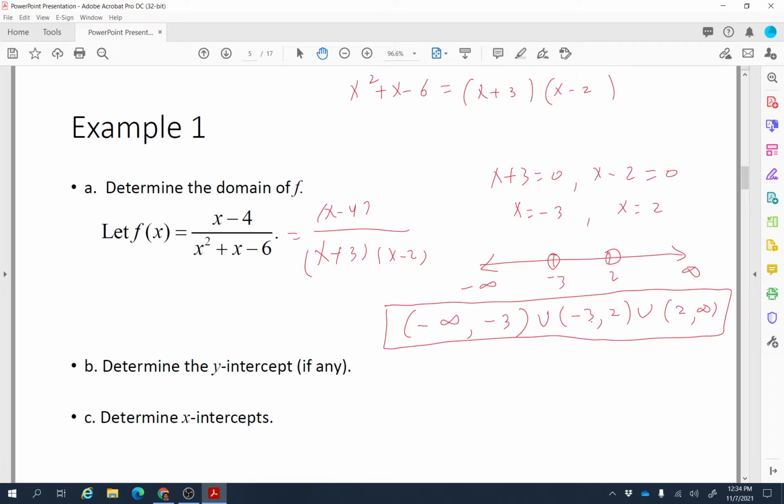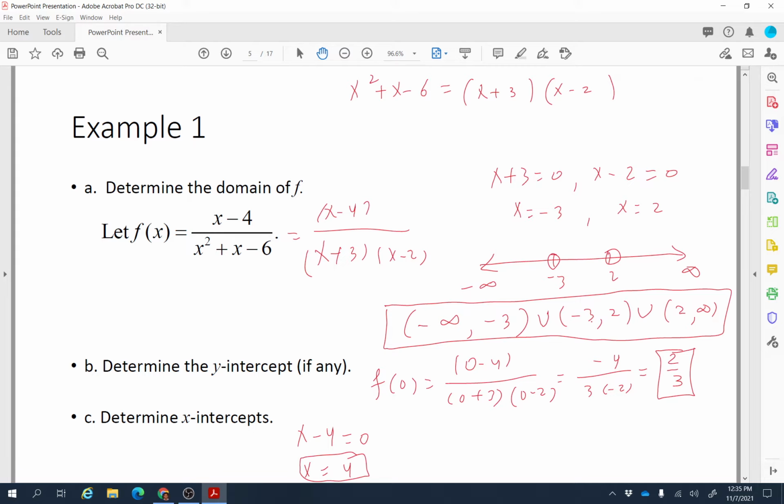How do you find the y-intercept? Just put x equal to 0 in the given function. So 0 minus 4 over 0 plus 3 and 0 minus 2, which is negative 4 over 3 times negative 2, which is negative 6. If you cancel the common factor, it would be 2 over 3. So this is the y-intercept. For finding the x-intercept, first cancel the common factor from the top and bottom. You don't see a common factor, so no cancellation is needed. Then take the numerator, equate it with 0 and solve for x. So this is your x-intercept.